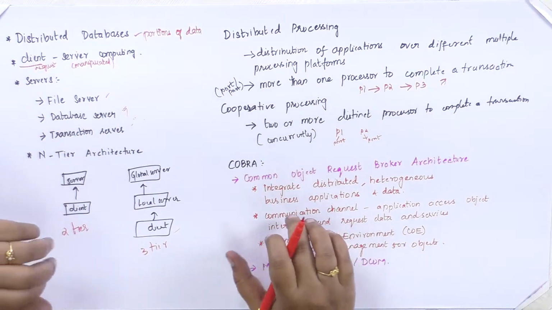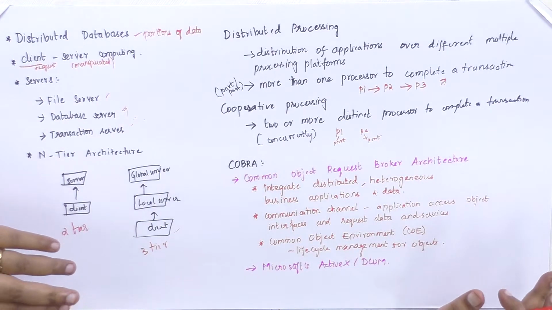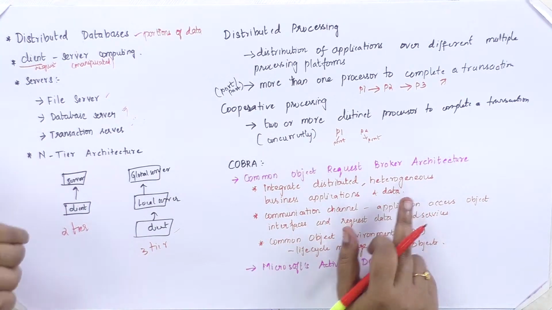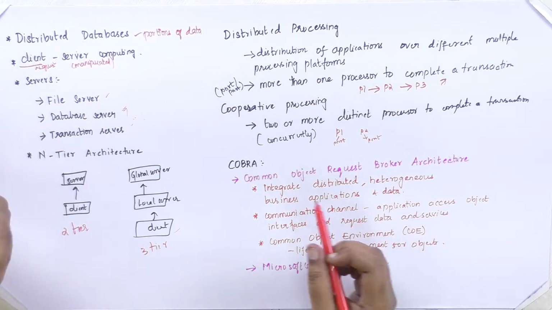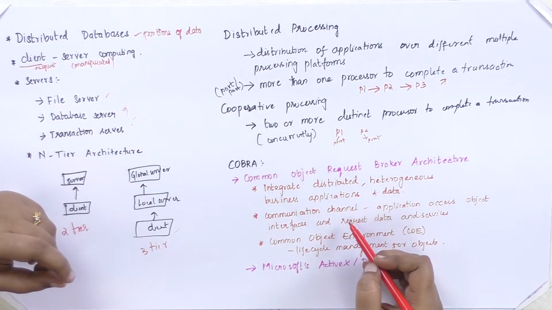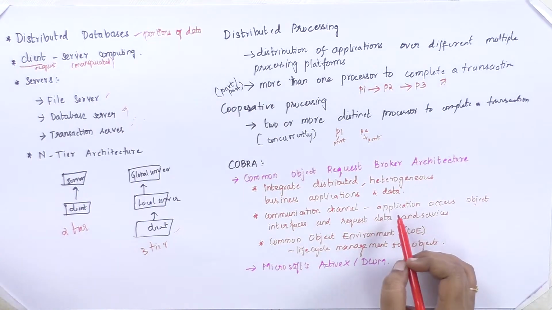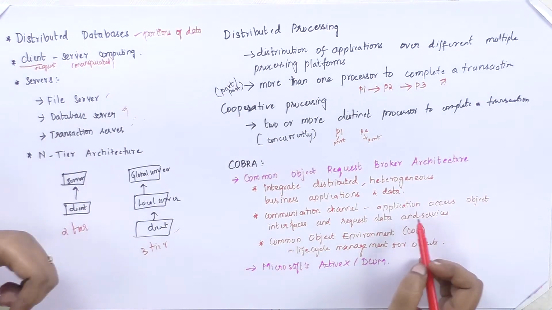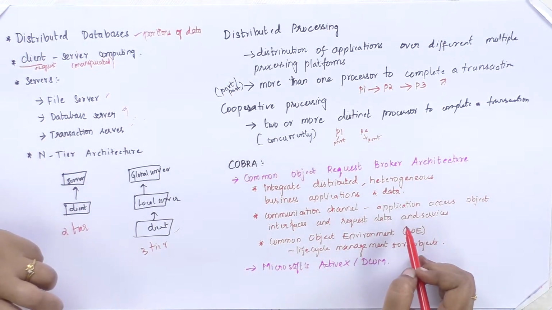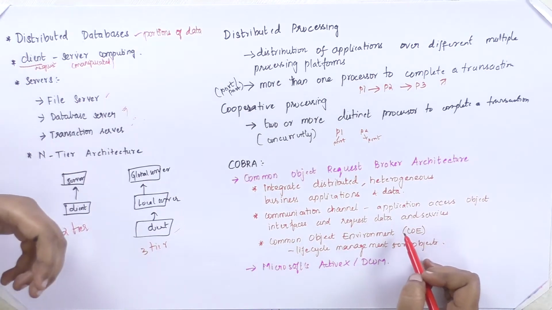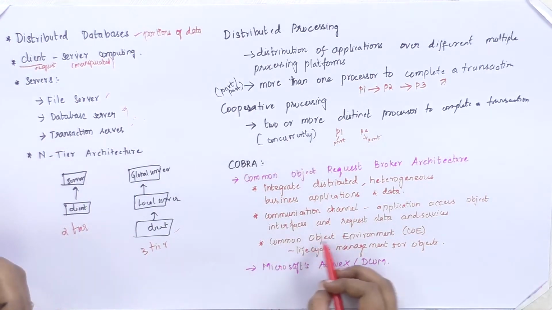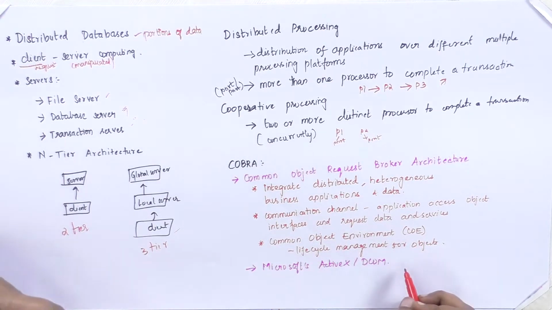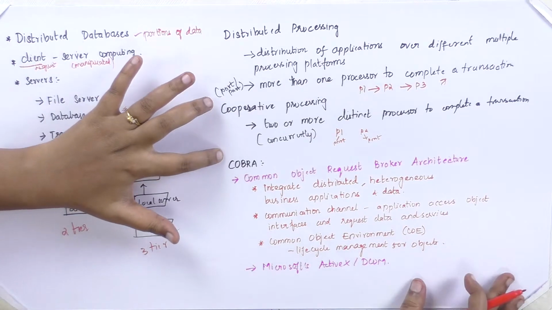You have CORBA, in the sense Common Object Request Broker Architecture. This architecture is used to integrate distributed heterogeneous business applications and data. Here this CORBA will be having a communication channel. Using this communication channel, applications will be able to access the objects and request the data and services. Then this CORBA will be having another thing called the Common Object Environment, COE. This COE is used to maintain the life cycle of the object. So CORBA is a very important architecture.